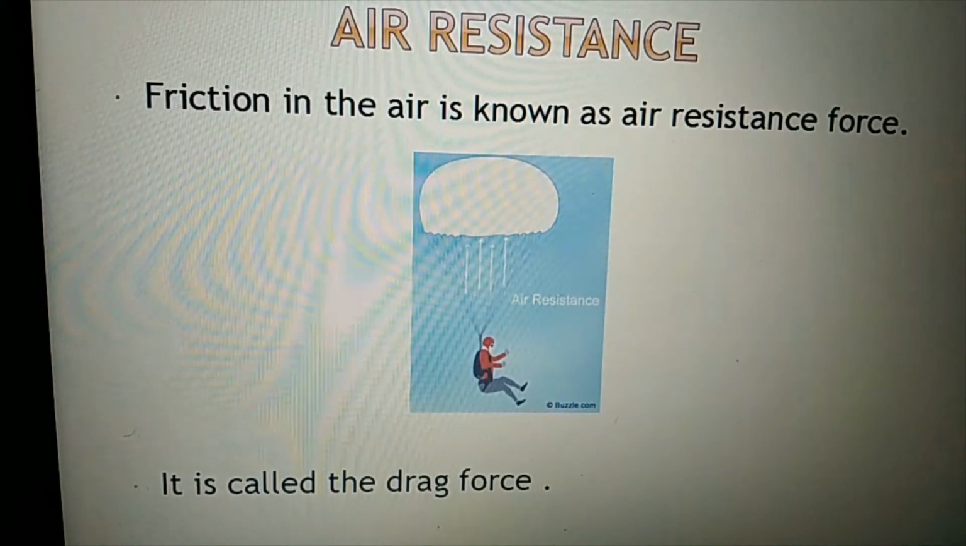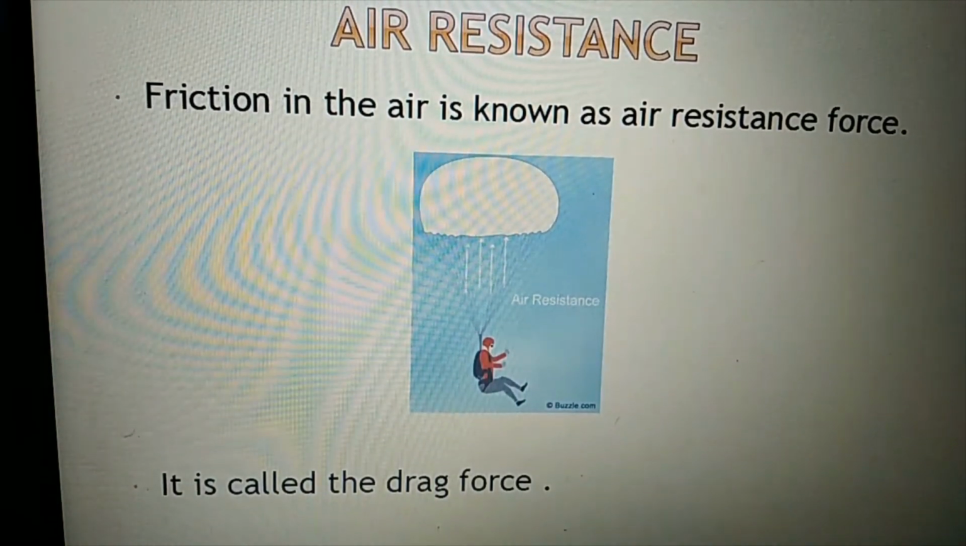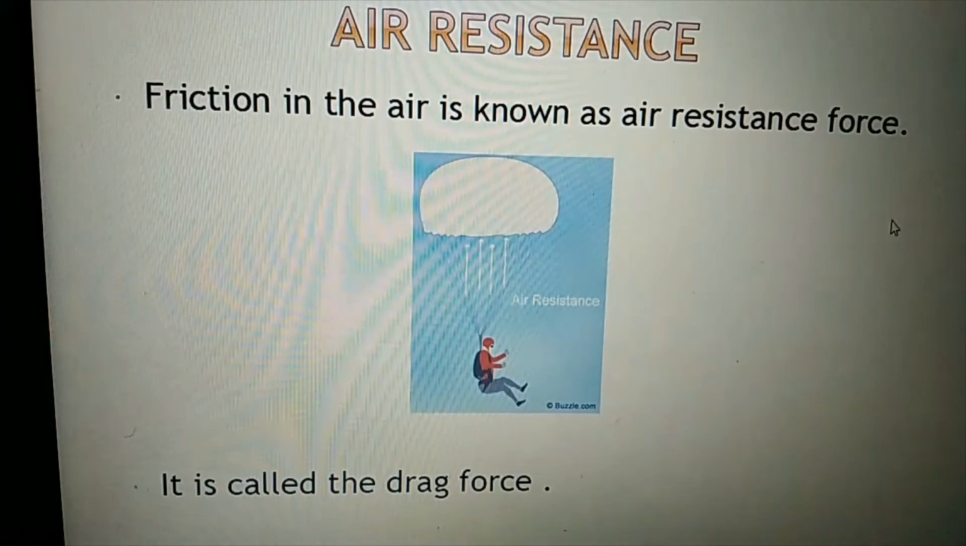We also have friction in water. We call it water resistance.